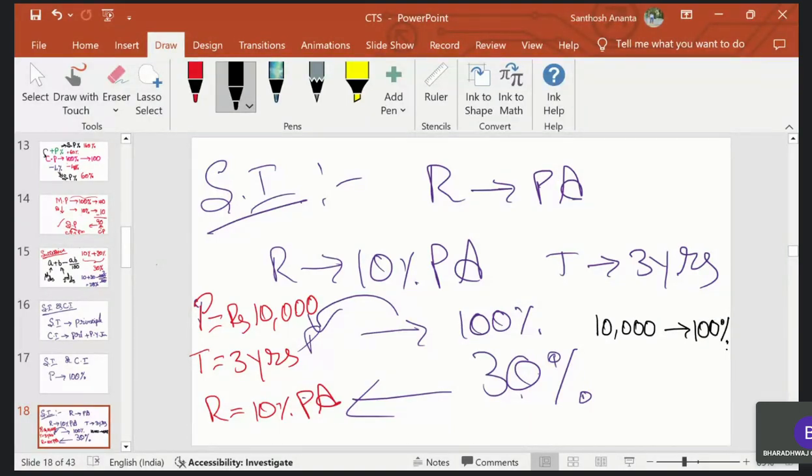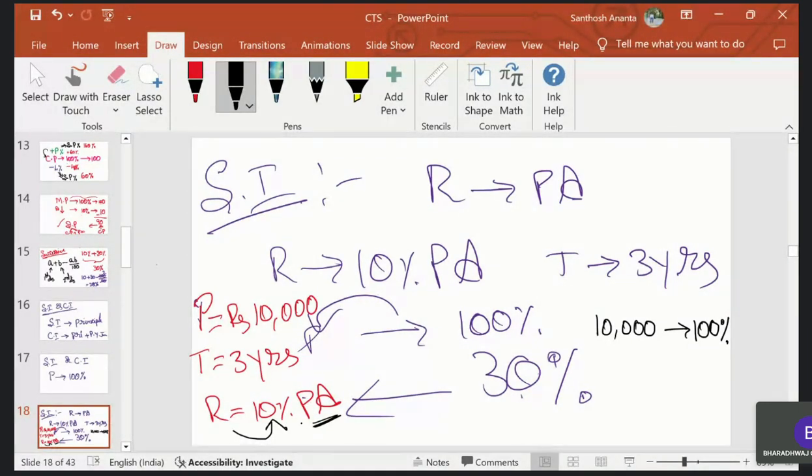Principal will always be 100% in terms of percentages, and in terms of value, principal is 10,000. We know the principal in terms of value and percentage, now equate these two. If 100% value is 10,000, now what is the rate of interest here? The rate of interest is 10% per annum. Per annum means for 1 year.